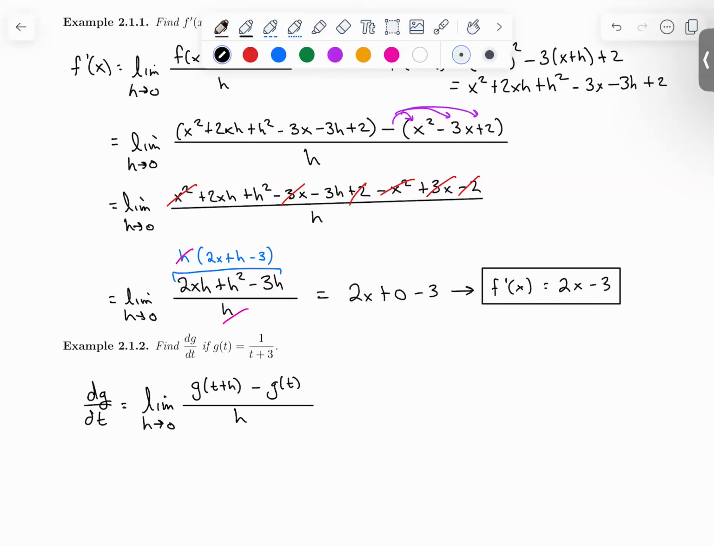So g of t plus h would equal 1 over t plus h plus 3. I know that was an unnecessary step, but once again, it's for your notes to say I plugged in t plus h for t. I replaced every instance of t in my formula with a t plus h, or I replaced every instance of x in my formula with an x plus h.